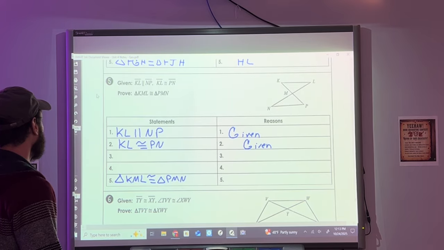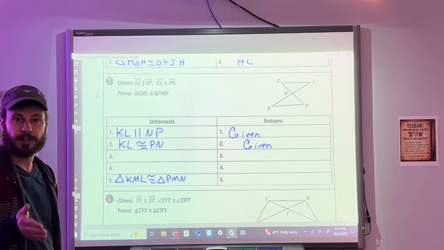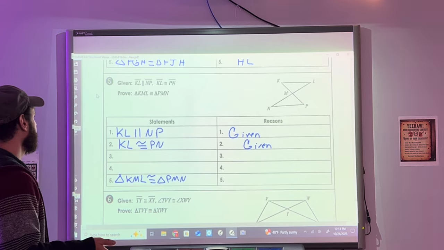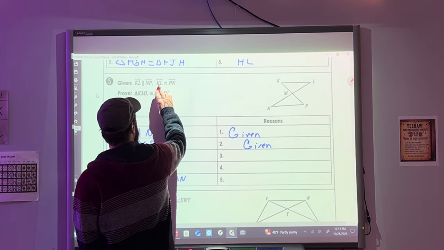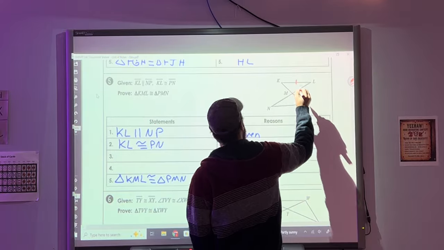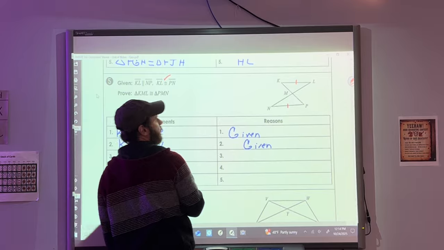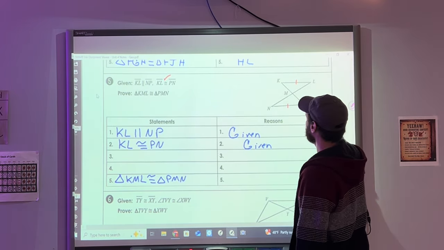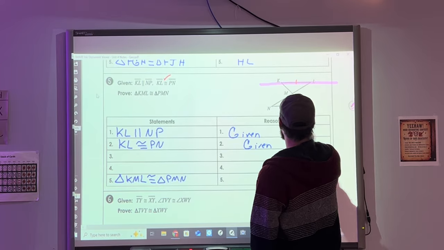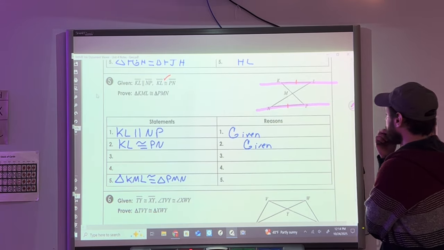Okay. All right, we have some parallel lines, which means we're going to have, sorry, not perpendicular, we're going to have angle relationships at some point here. Gotta figure out where, but let's label the rest of the picture first. KL, that's going to match PN. And let's see, what's parallel to what? KL is parallel here.